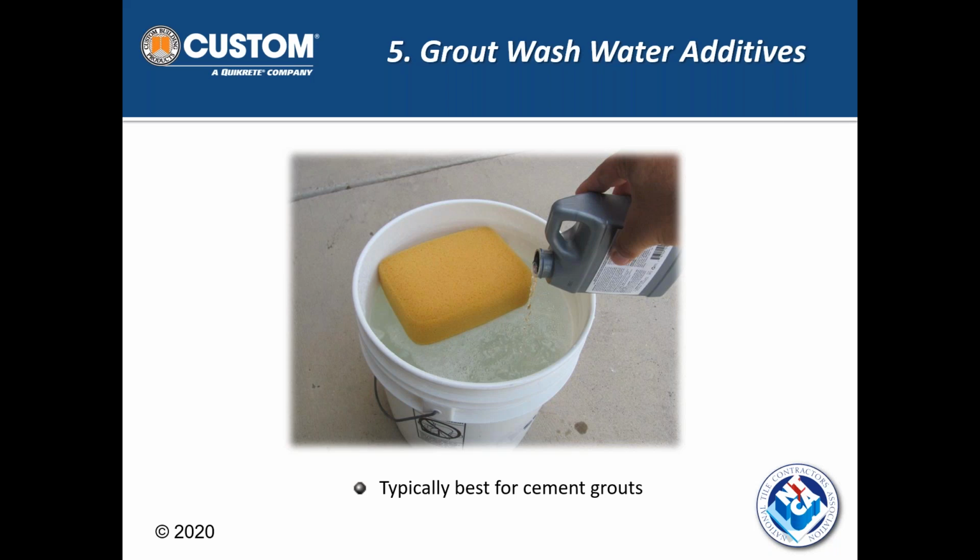Lastly, grout wash water additives. A lot of people aren't aware this is an option out there. These work primarily for cement-based grouts, polymer modified cement grouts, which is mostly what we have today. They can work a little bit with some of your single component, premixed grouts, but they typically are designed to work kind of like an acid. They're not an acid, but they work like an acid. They also work on the polymer, so it's a dual chemistry type of approach.